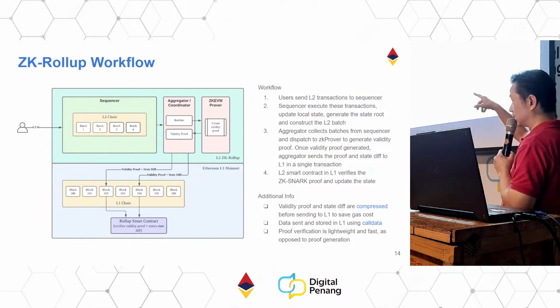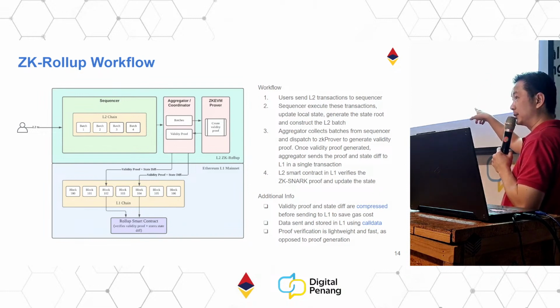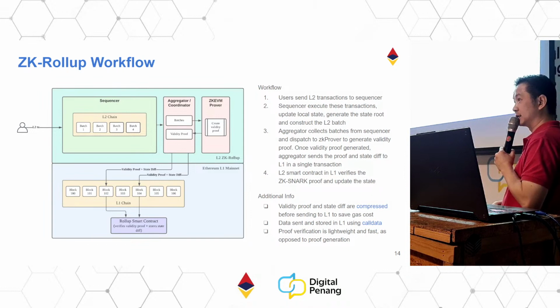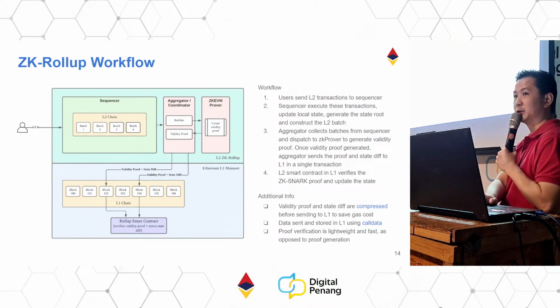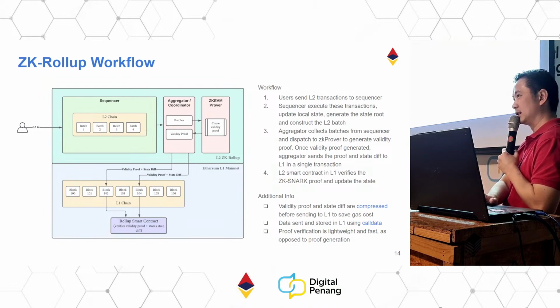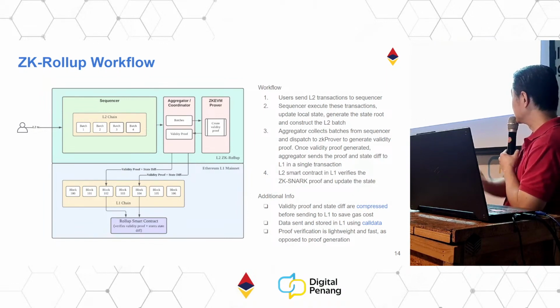If you look at Polygon ZK EVM, the new one that just came out, they actually also send the entire transaction data to L1. Yeah, there are differences between chain to chain. So this is just the general concept.